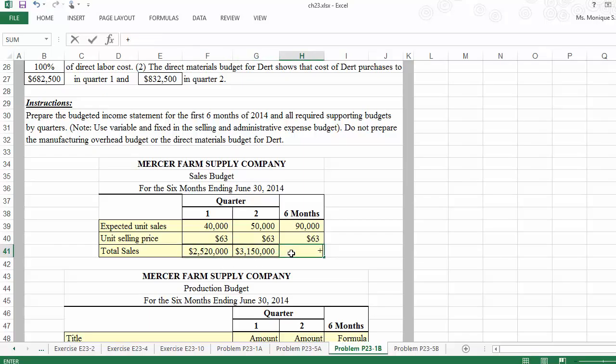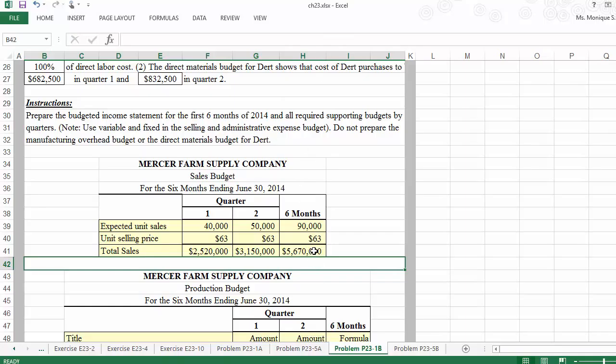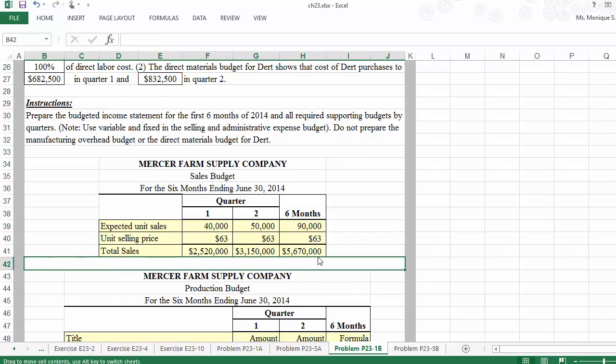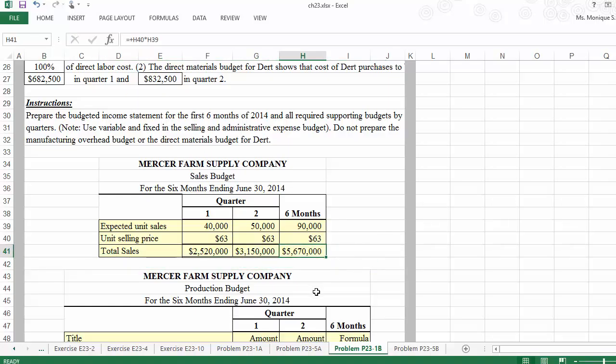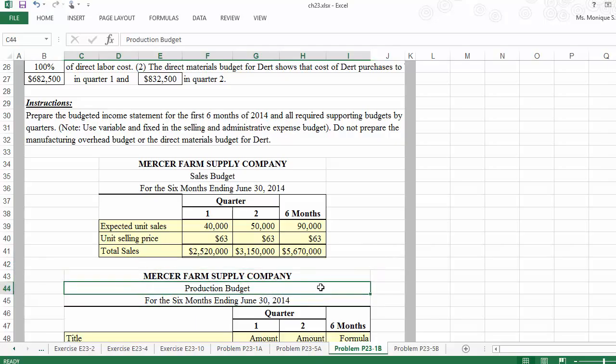And again, we want to add those two together. So the two total sales for quarter one and quarter two, we can add it together, and then we'll do a double click here to widen the cell, and that'll be the sum of these two. As an alternative, you could also take the 63 and just multiply it by the 90,000, and you should get the same results. That concludes our first budget, our sales budget. Next, we will do the production budget.